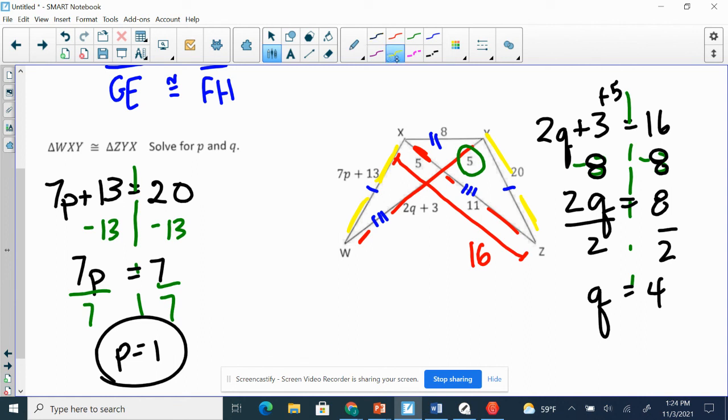So just to circle back, because I even sort of missed it because of all my markings, this entire side is 2Q plus 3 plus 5 to get all the way down to X. Just this segment alone was 2Q plus 3. So we can't say that this little short segment here is equal to this whole segment here. So that's why we had to add that 5 to that 3.